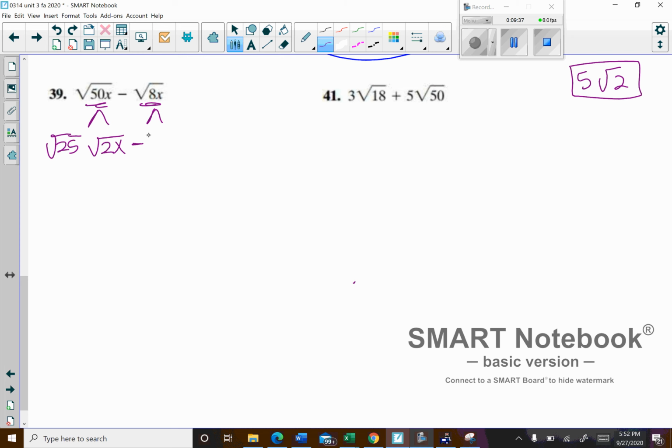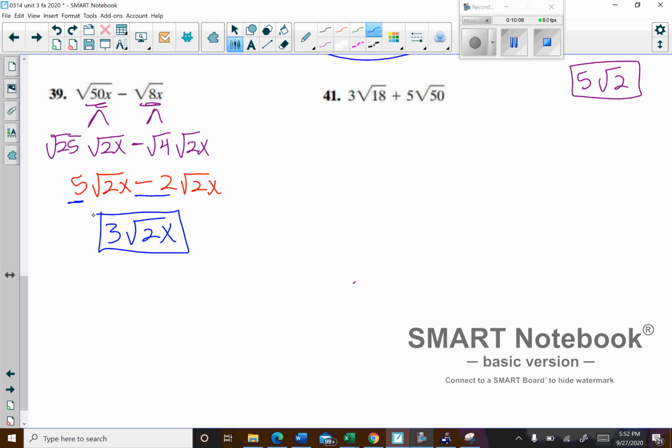And then on the minus square root of 8x, I'm going to break that up into a 4 times the square root of 2x right there. And then, square root of 25 is 5, and then I've got square root of 2x. Then I've got minus 2 square root of 2x. Now I can do 5 take away 2, which is 3 square root of 2x. And there we are.